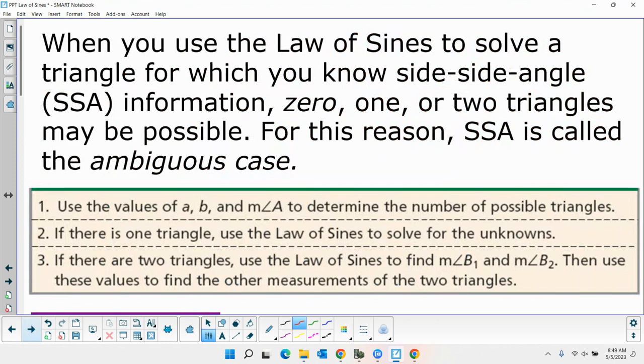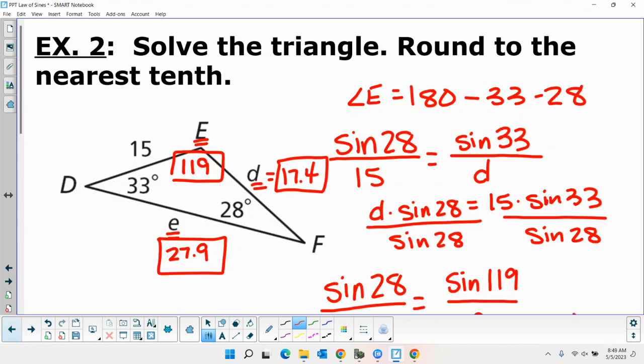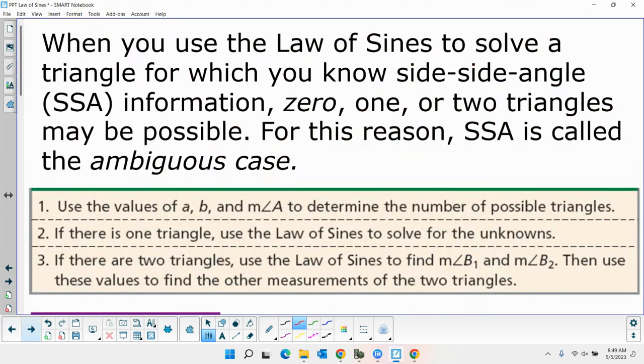All right. So I guess that's all the examples we needed for that. Now, sometimes, again, that was when you got two angles and one side. When you get two sides and one angle like this, we call this the ambiguous case, because you can get 0, 1, or 2 triangles.